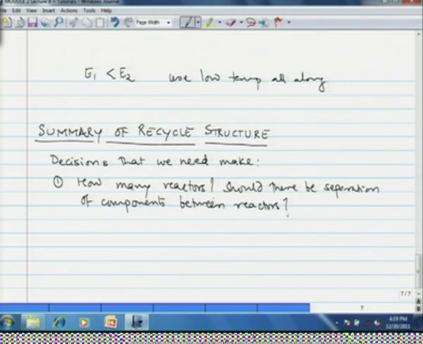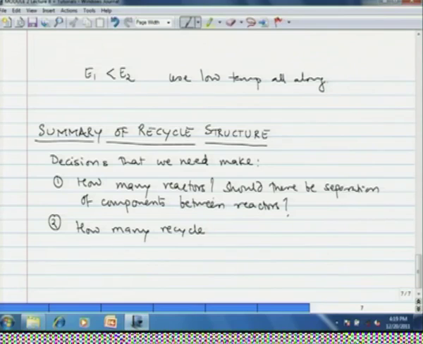then the next question that we dealt with was how many recycle streams. If two components which are essentially in the same phase, liquid or solid or gas, are being recycled at the same point of the process, there is no point in separating them. They can go in the same stream. So, that is the logic behind the number of recycle streams.